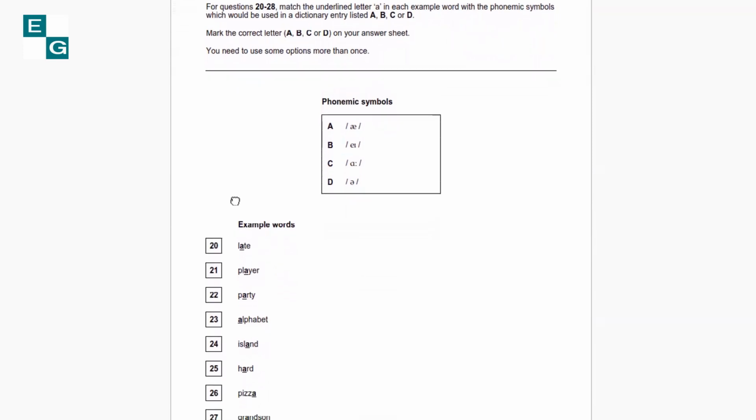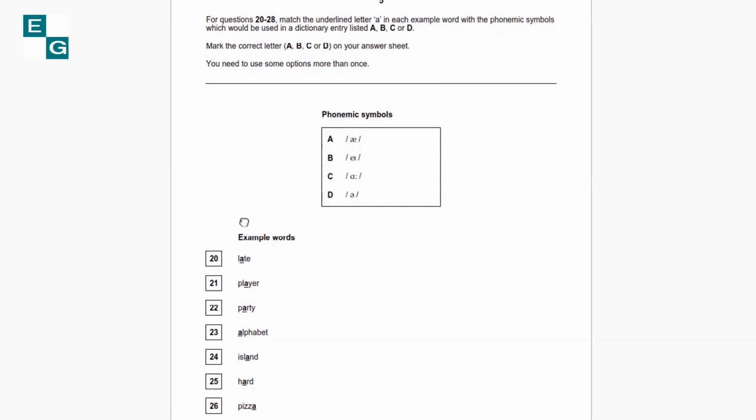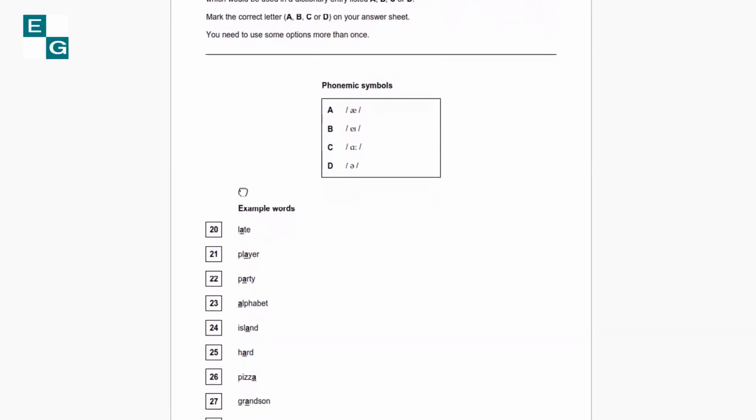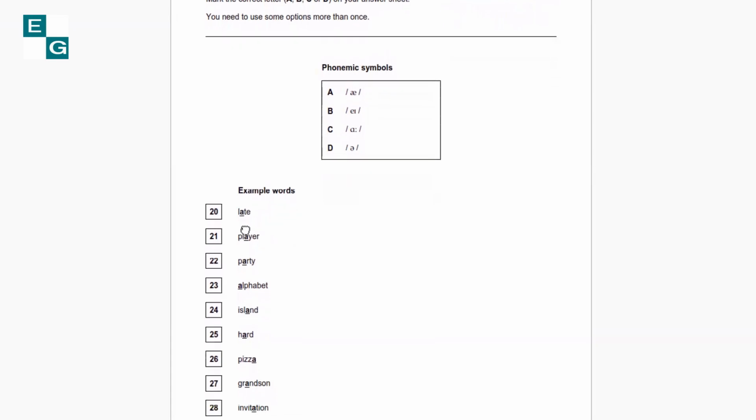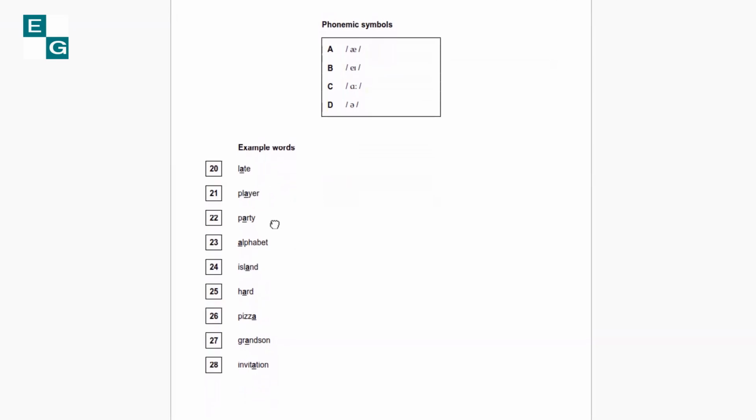And talking about sounds, we're going to check on the phonetics part of the exam. So for questions 20 to 28, match the underlined letter A in each example for the phonemic symbol or symbols, which would be used in a dictionary entry listed A, B, C, or D. Mark the correct letter A, B, C, or D on your answer sheet. You need to use some options more than once. So let's check out here.